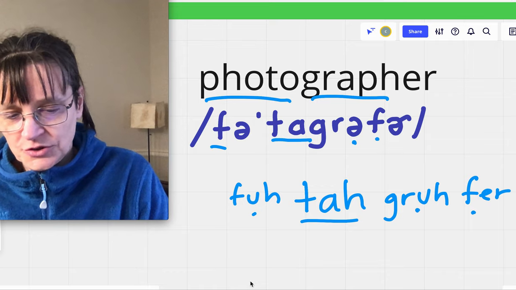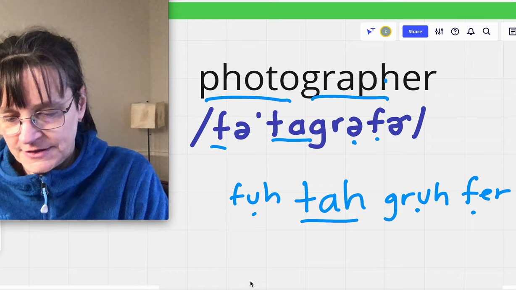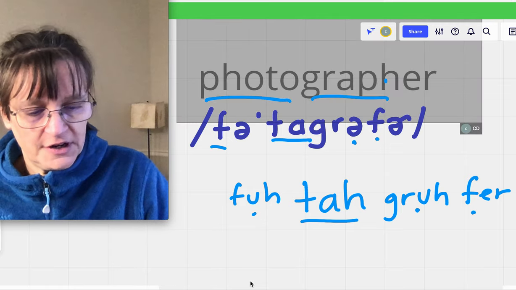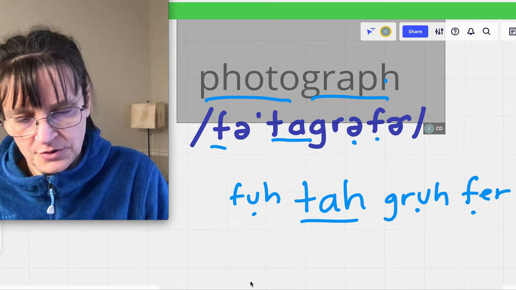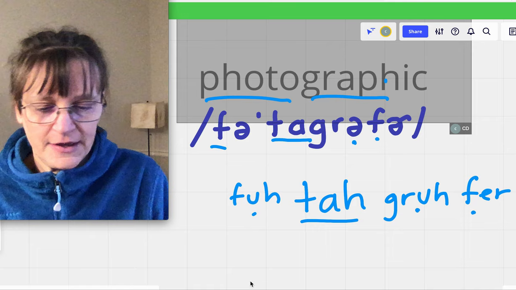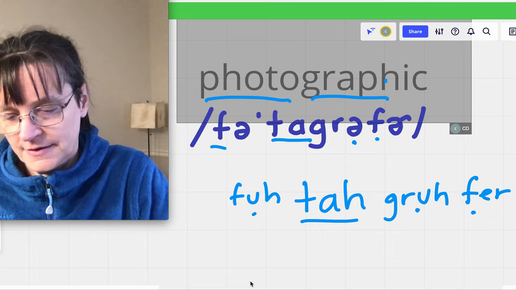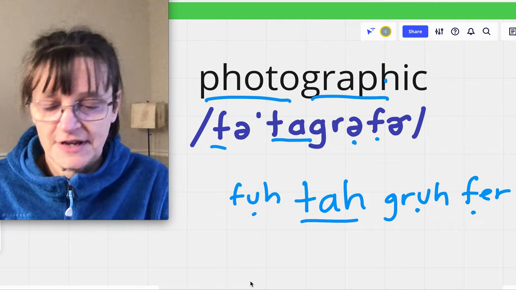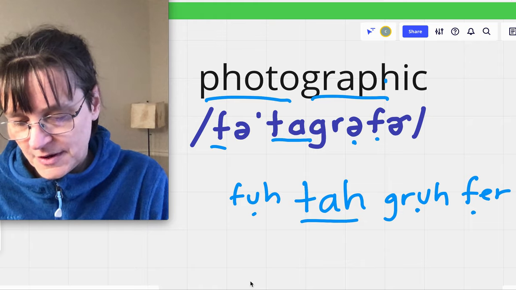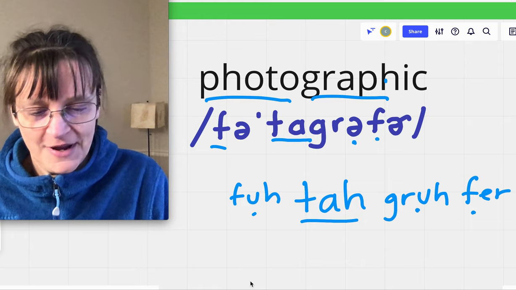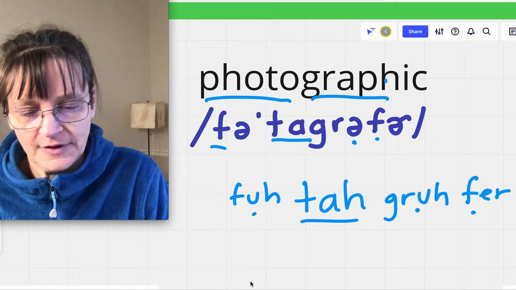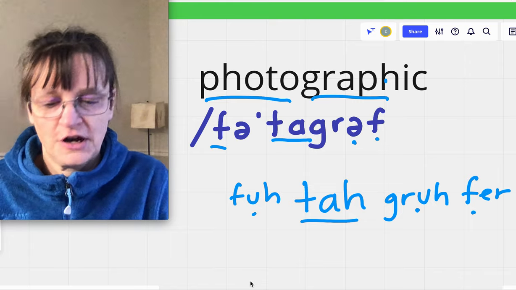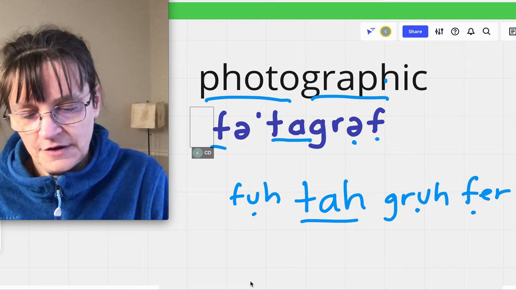Then when I change to photographic, let's do that. If we change to photographic and we look at this word instead of photographer, the difference is we have additional syllables and we have a changed sound. So bear with me while I work with my new technology here. So we're going to eliminate photographic, photographer. Let's just start fresh with all of this.